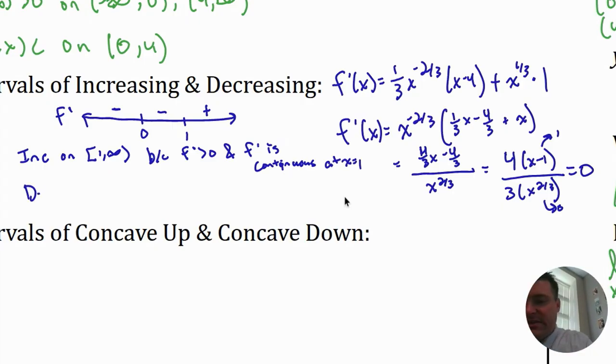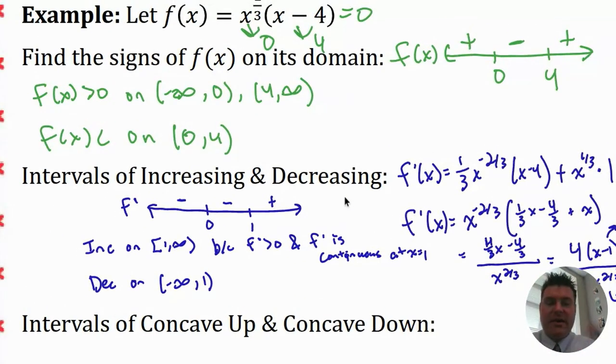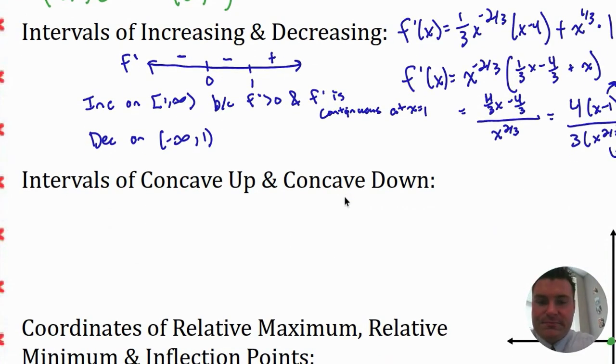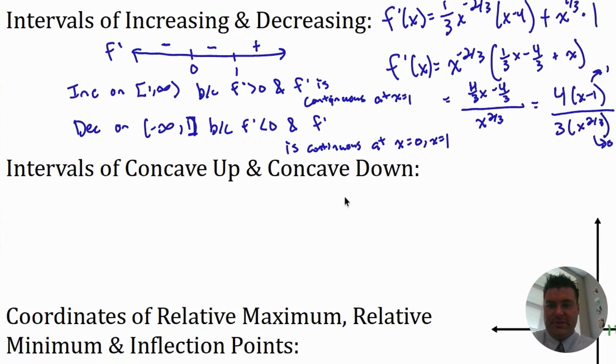And we're going to be decreasing on negative infinity until 1. Again, we're going to include that 0 because we are continuous here at 0, because if you look up here at our domain, we have no issues with continuity whatsoever. So I'm going to include that 1 because f prime is negative and f prime is continuous at x equals 0 and x equals 1. So that's why I'm including 0, that's why I'm including 1. Okay?